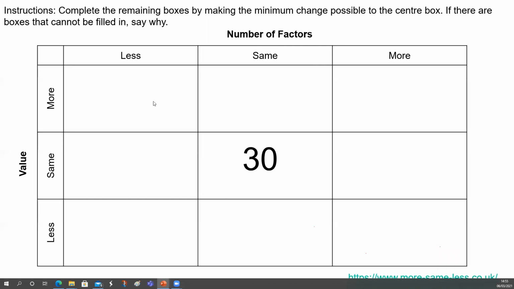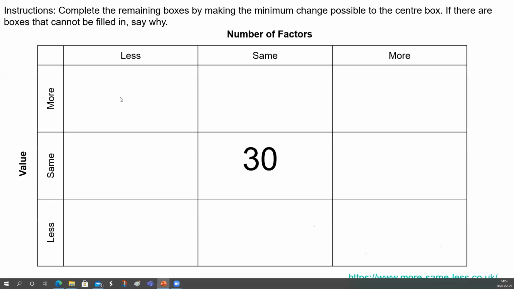If we now look to the very left-hand side, we can see the word value. So in the row above 30, we're looking for numbers which are more than 30. And in the row below, we're looking for numbers which are less than 30. Confused? You might be a bit at the moment, but don't worry. We'll work through this example and it should become quite clear. First of all, look at the top left-hand empty box. In this box, the number of factors has to be less than the number of factors in 30, but the value of the number itself has to be more than 30. The idea being that you make the minimum change possible to the original number.